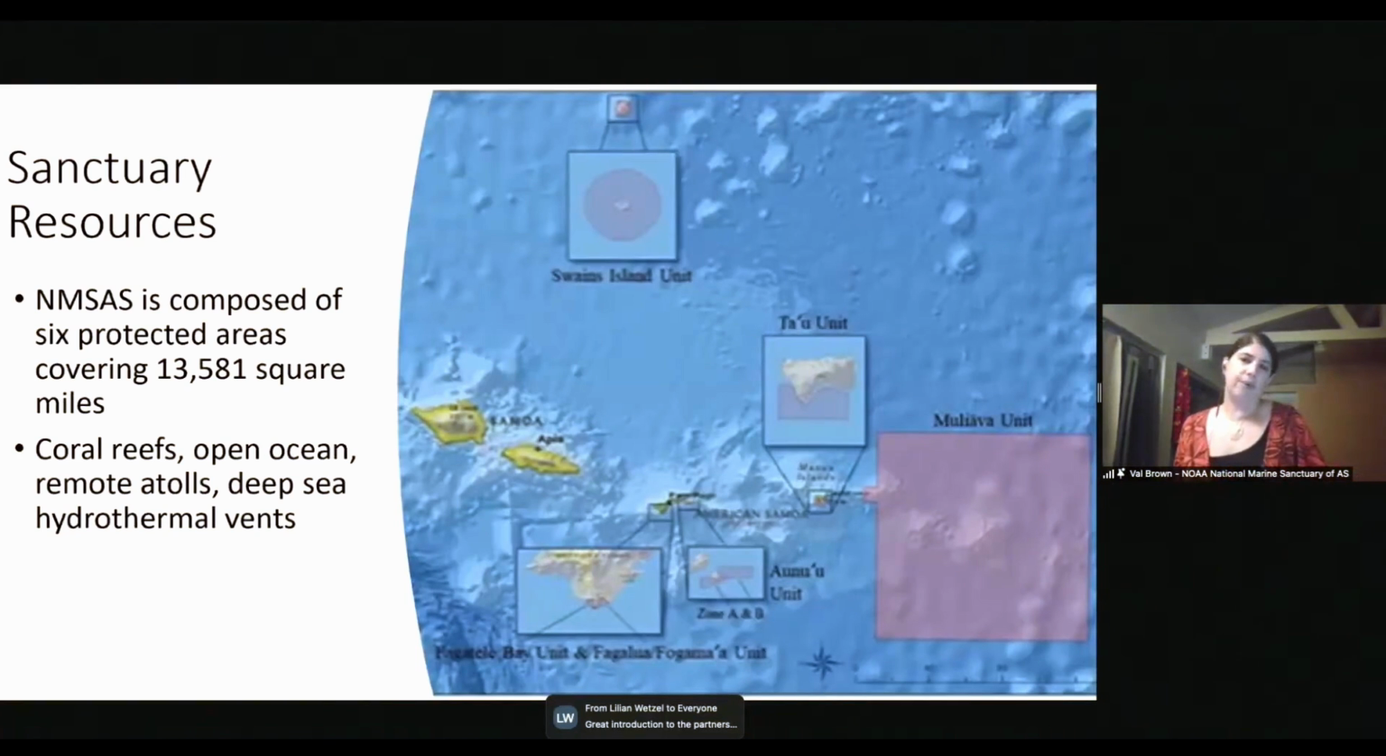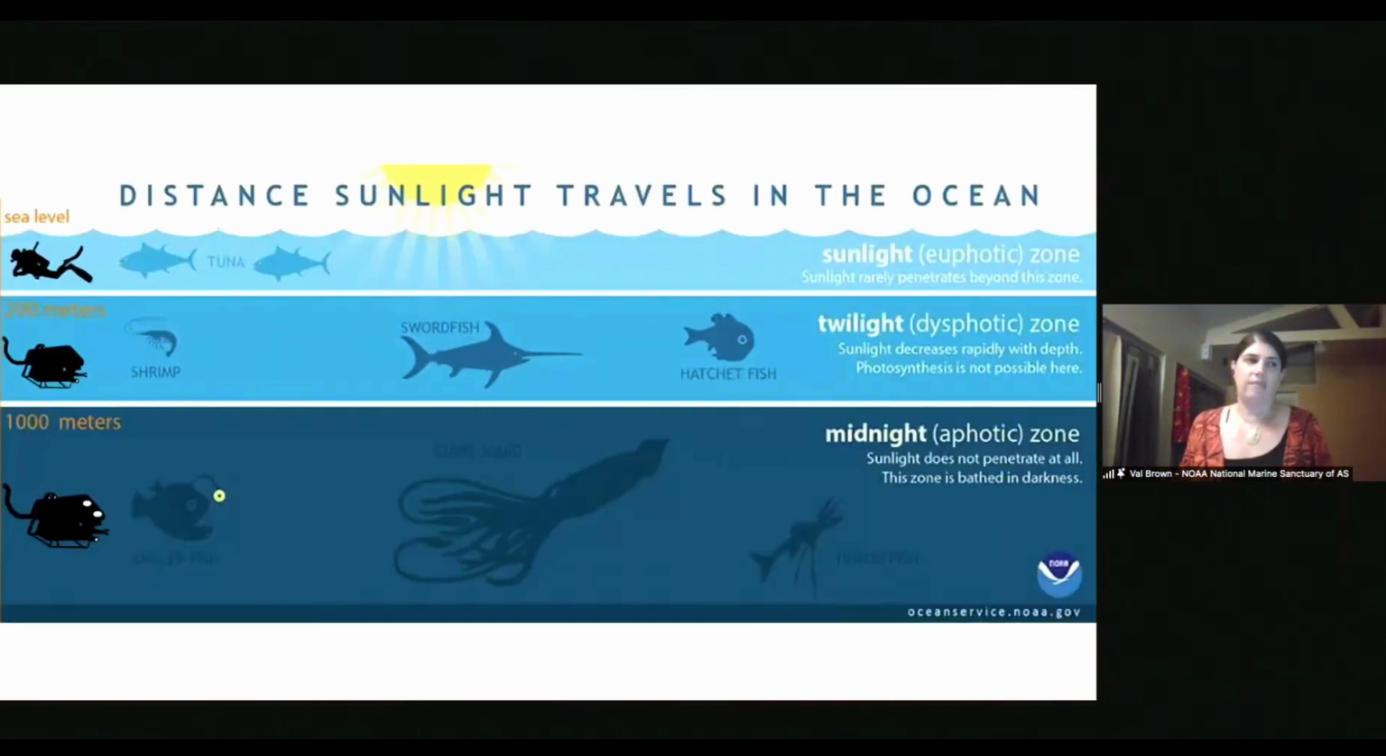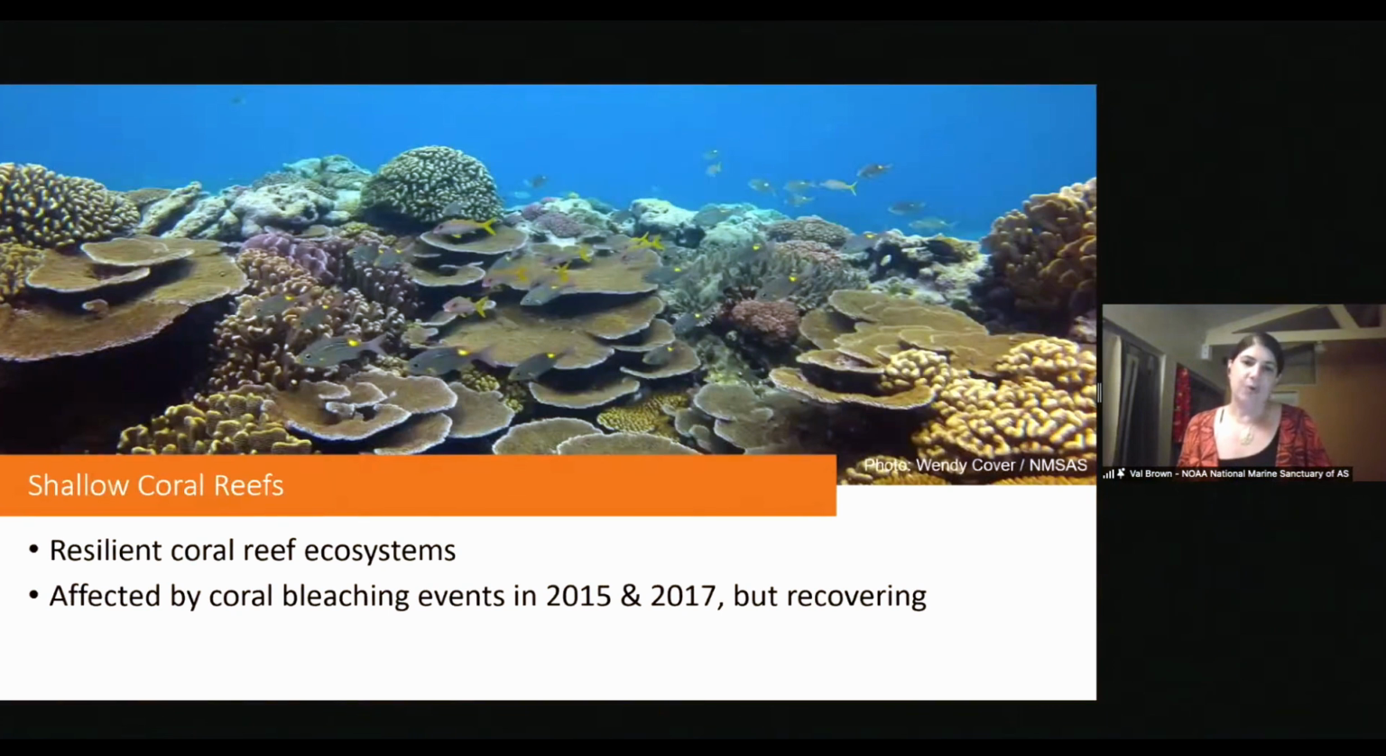The sanctuary is composed of 6 protected areas covering 13,581 square miles, and this includes a diverse array of marine habitats crossing all of the different zones from the surface and intertidal zone, coral reefs, all the way down to the deep sea and hydrothermal vent communities. We're best known for our resilient coral reef ecosystems.